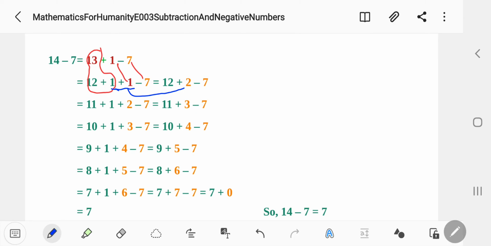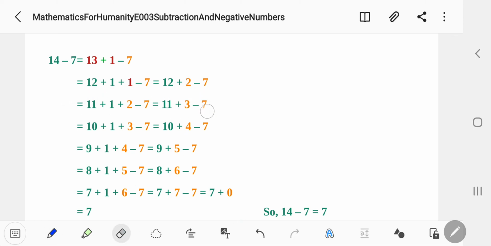And then you have 12, which is equal to 11 plus 1. You retain the 2 and the minus 7 there. So you will have, because you have 1 plus 2 here as 3. 1 plus 2 is equal to 3, because again, in the rules of addition, if you add 1 to a number, it gives you the next number. So 1 plus 2 is equal to 3 here. So you have 11 plus 3 minus 7. They are all the same. They're all equal.